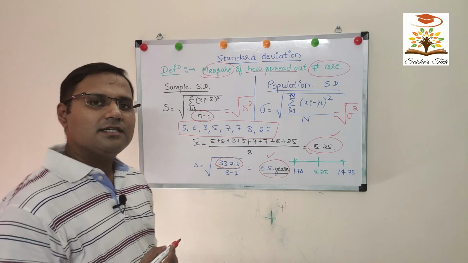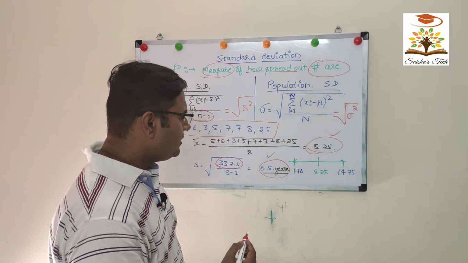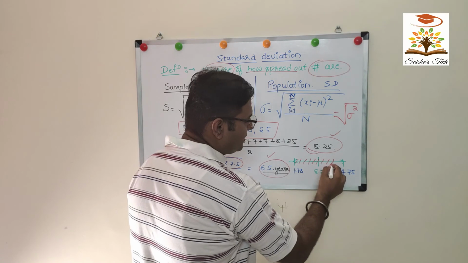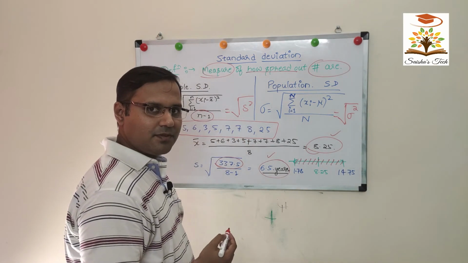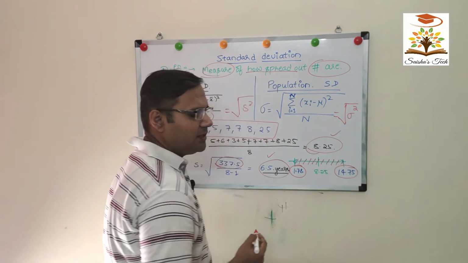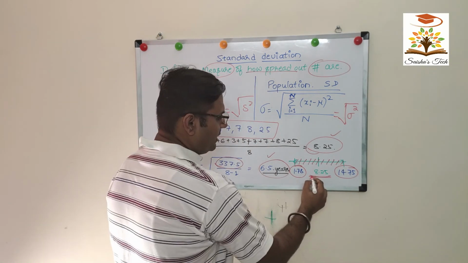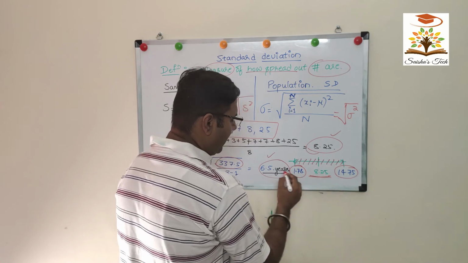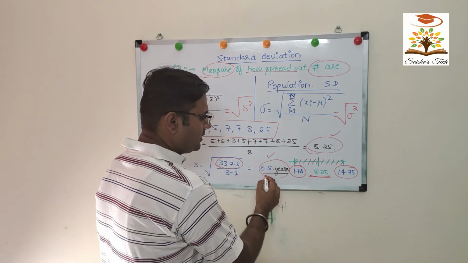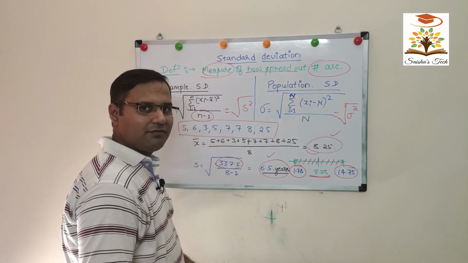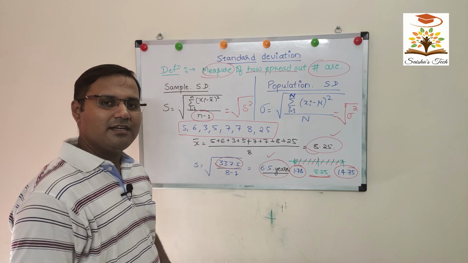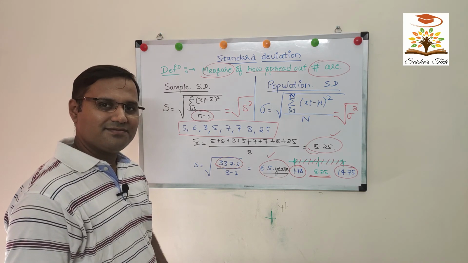Now what does 6.5 mean? It means that in the whole data set, or the maximum values in the data set lie between plus 1.78 to 14.75. That is, mean is 8.25 minus 6.5, 1.78, and 8.25 plus 6.5, that is 14.75. This is how standard deviation helps us to understand the variance in the data.